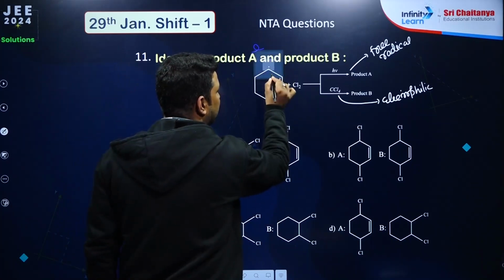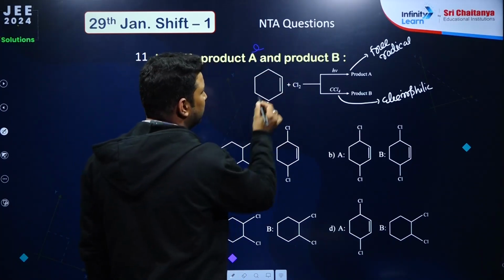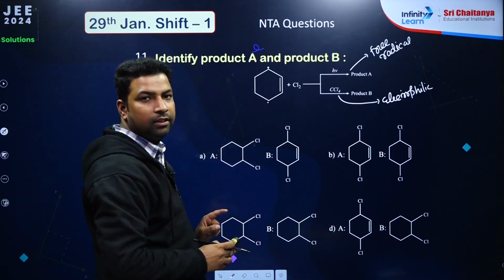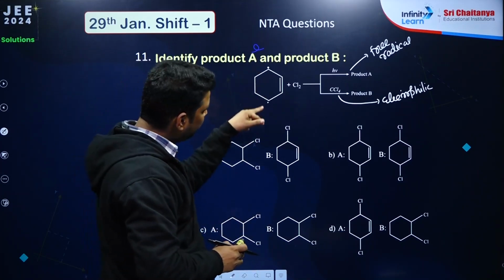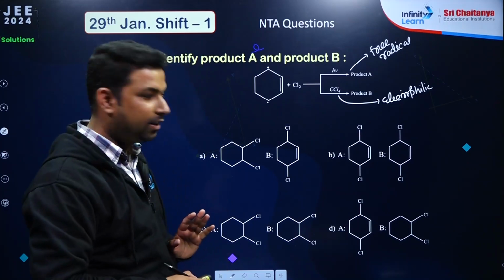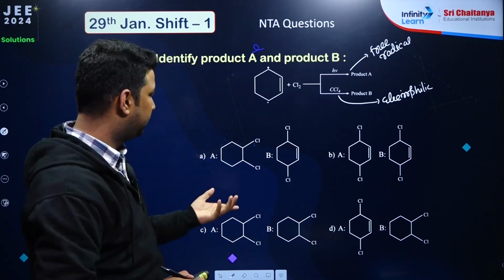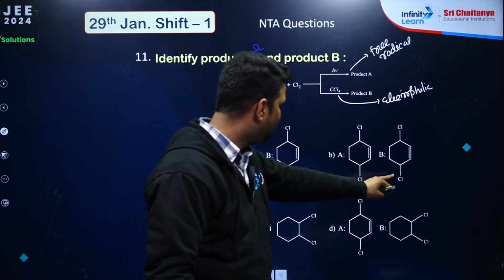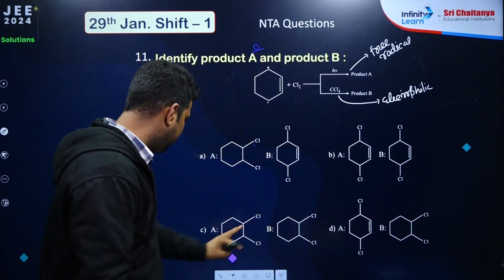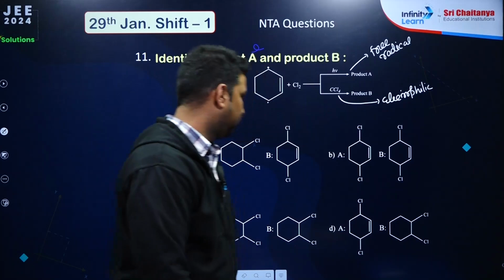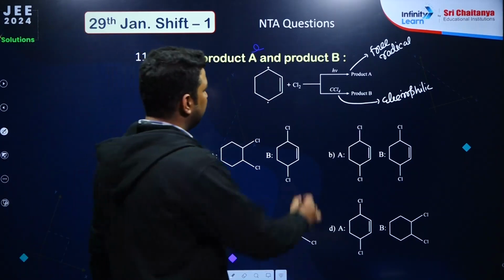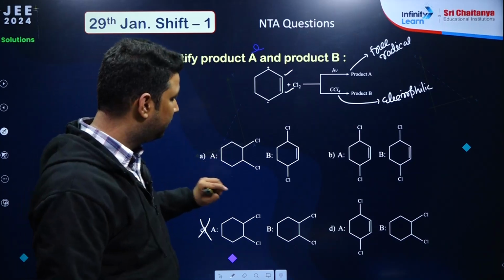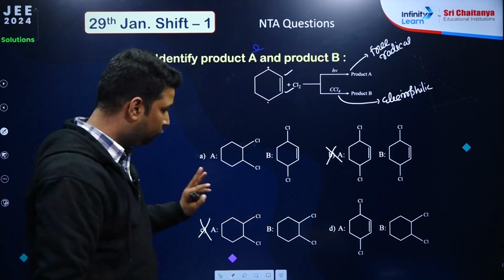So this position is more stable, because if I form a radical there, it will be stabilized by resonance. So at that position, chlorine should be attached. This is present in option A as well as option B, C cannot be the answer, D also can be. But in the second place, Cl will attach on this carbon. So this should not be the answer.